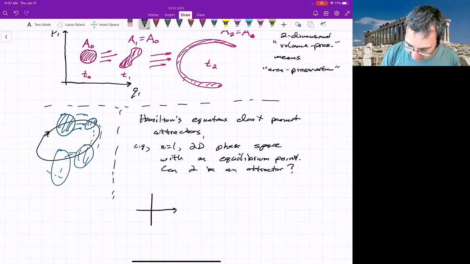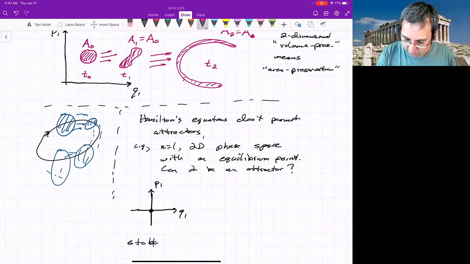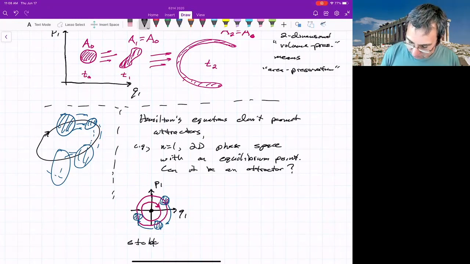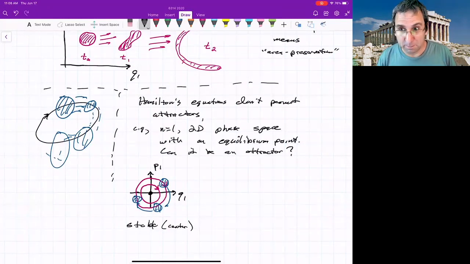So the only cases you could have would be a stable point. Let's say the origin is our equilibrium point. You could have things that orbit around, and that doesn't contradict volume preservation. You could have some volume, and it looks kind of like rigid body rotation about there. This is a particular kind of stability that is called a center, because if you linearize the equations of motion and got the eigenvalues, you'd find that they're both purely imaginary. So no real component at all.